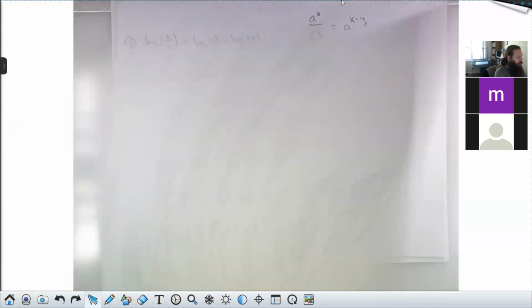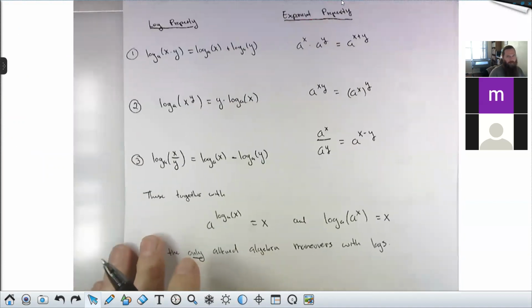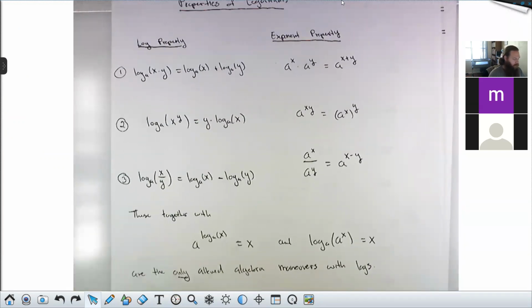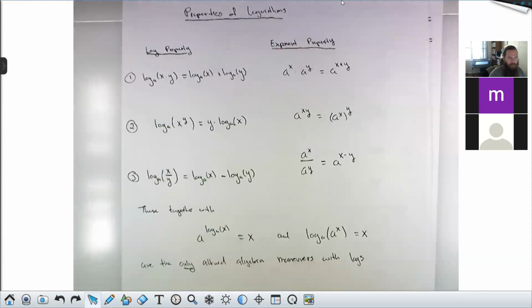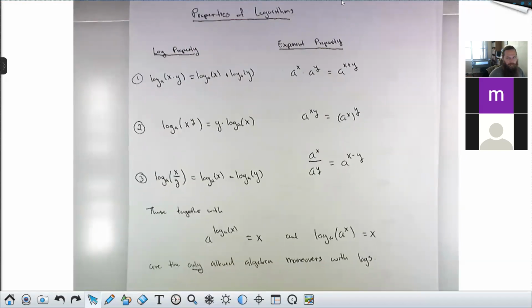I'll do one more example where instead of expanding, we're going to combine. Again, this page is kind of like your key or your Bible or whatever you want to call it. It's the thing that tells you precisely what's allowed. It's the constitution of logarithms. If it's not on this list, you can't do it.